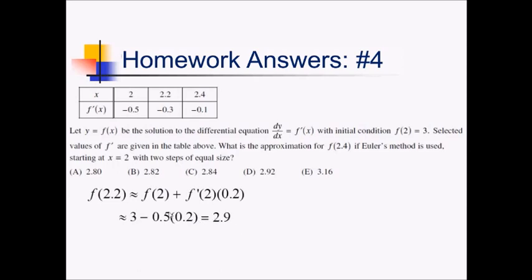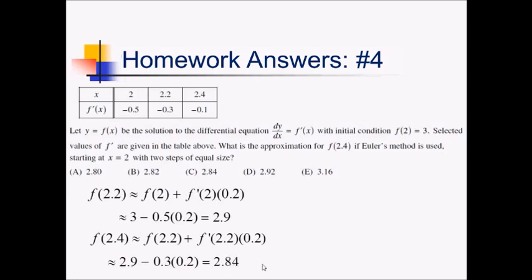Now we're going to go ahead and figure out f of 2.4. That's approximately f of 2.2 plus f prime of 2.2 times our step of 0.2. F of 2.2, we just approximated, that's 2.9. F prime of 2.2 conveniently is in our table, that's negative 0.3. So this is 2.9 minus 0.06, that's going to be 2.84, which gives us answer choice C.